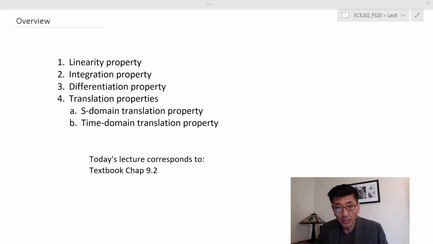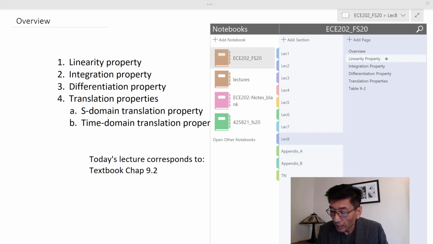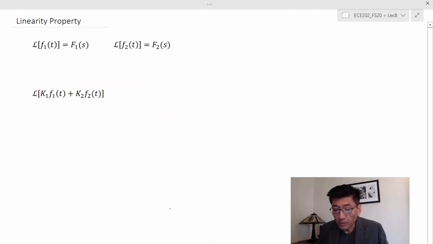The first one is the linearity property, and this one is really easy and very straightforward. Properties 2, 3, and 4 are really important, especially 2 and 3. These are the secret of why the Laplace transform can magically turn a differential equation into an algebraic equation, so we don't need to solve differential equations. Just make sure you understand those. So let's jump to the first one, the linearity property. The linearity property is set up like this.